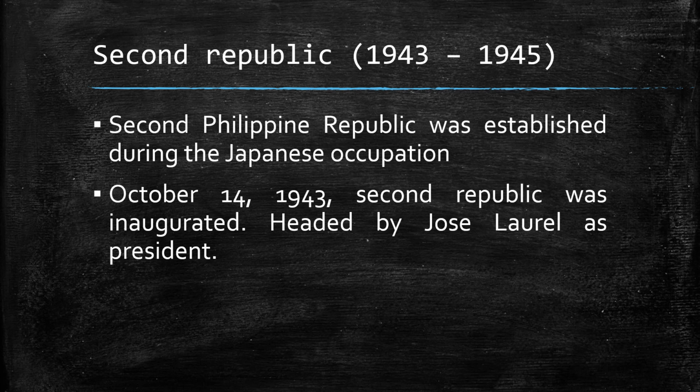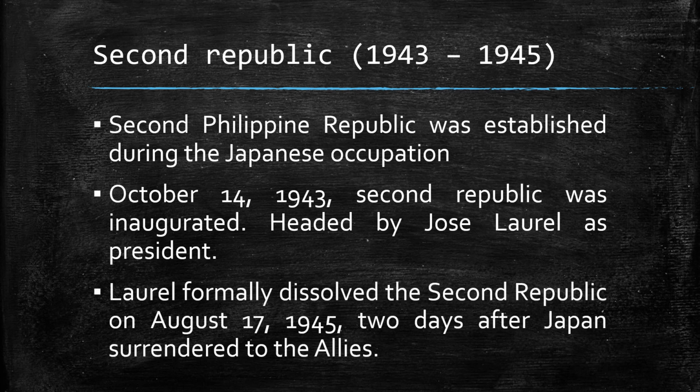But according to President Laurel, the purpose of the Second Republic was to lessen the casualties here in the Philippines. That is why the Second Republic is also known as the puppet government. And Laurel formally dissolved the Second Republic on August 17, 1945, 2 days after Japan surrendered to the Allies. And this is also the sign of the end of the Second World War.